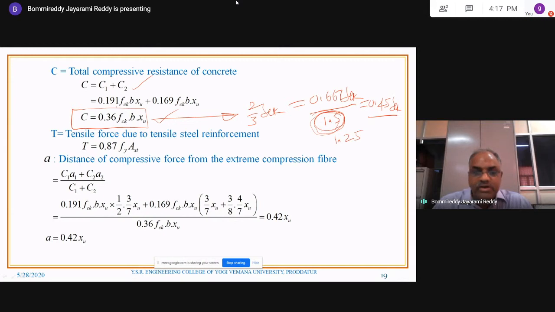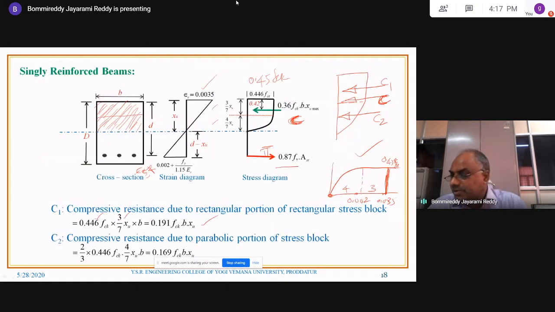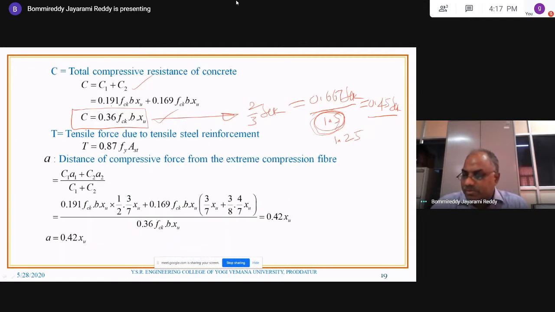And this formula is not valid. This formula is valid when the top compressive stress is 0.45 FCK. When it is not 0.45 FCK, the total compressive resistance is not this. But this value is correct as per IS 456. But in the examination, questions may be asked anyway. You should be able to solve it by fundamental computation.